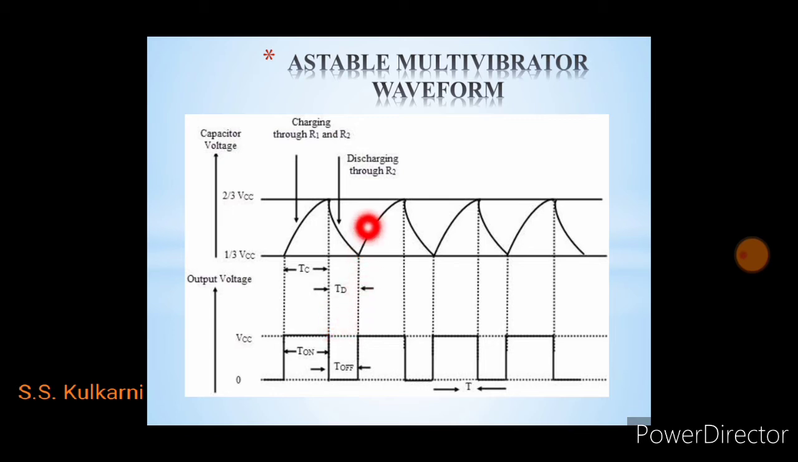This happens repeatedly: during the charging time of the capacitor, the output of the timer is on. During the discharging time of the capacitor, the output of the timer is off. As the state changes repeatedly from high to low, again high to low, it is known as an astable multivibrator, that is a free running multivibrator.